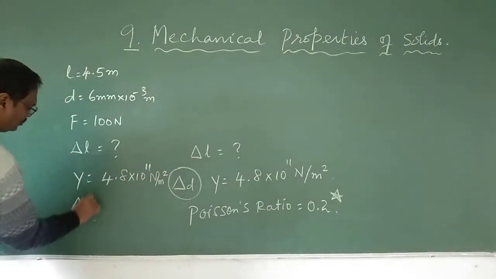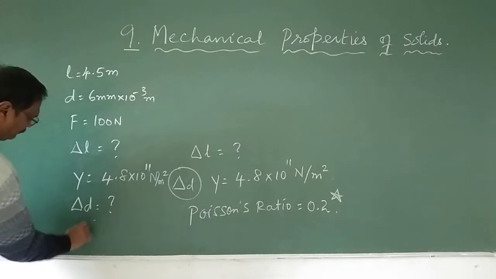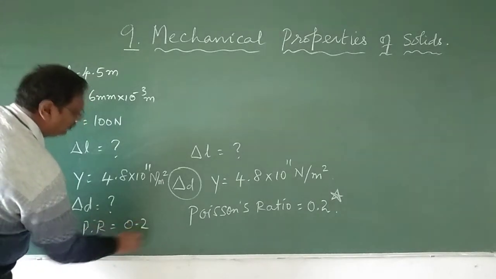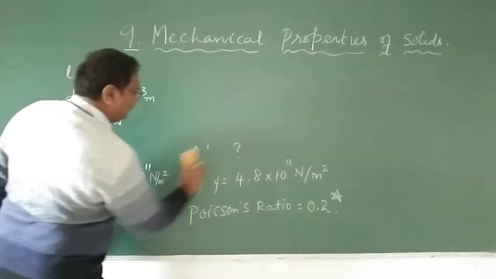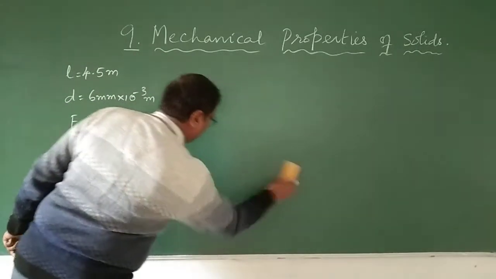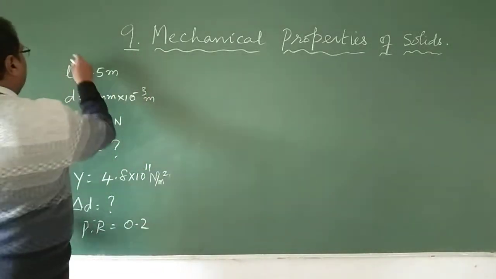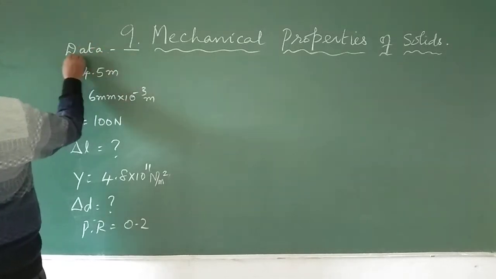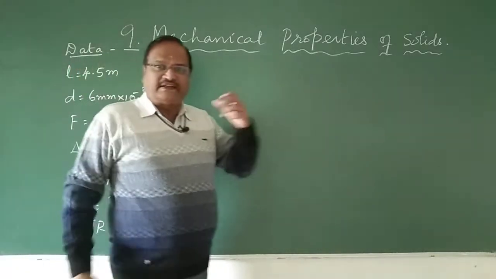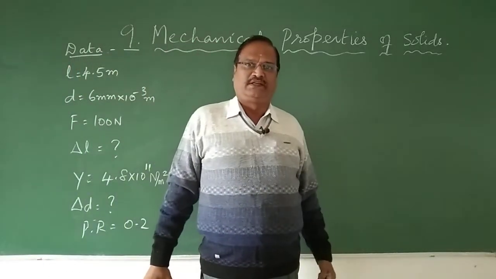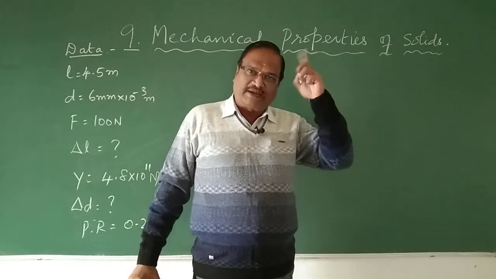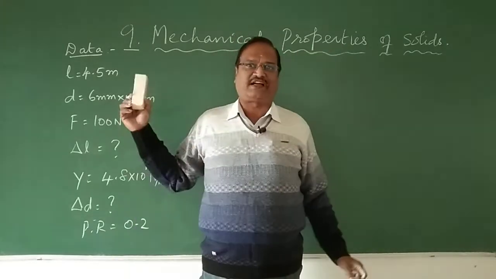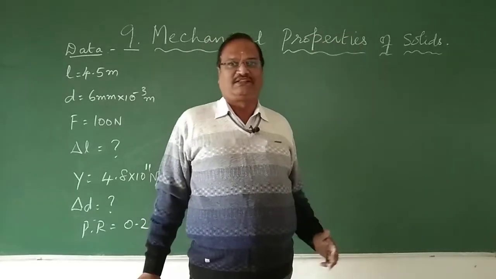Also you should know the change in diameter, where the Poisson's ratio is given to be 0.2. So we have taken the data clearly. The data given to us is very obvious. Now, why is taking the data important? Because our mind will immediately try to connect this data with the formula.